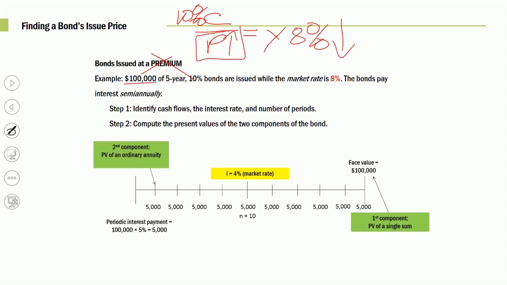So the first thing you want to do is set yourself up. When you solve the math, if you don't collect more than $100,000, you know you did something wrong. So the bond's going to be issued at a premium. Let's see how we're going to find it.